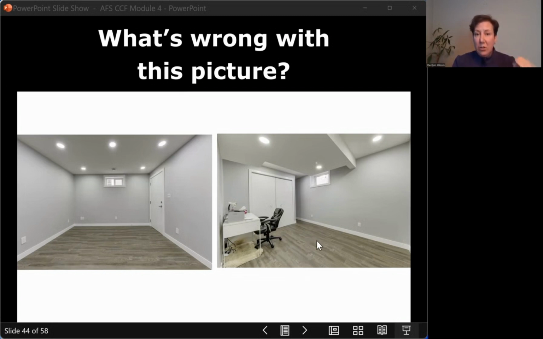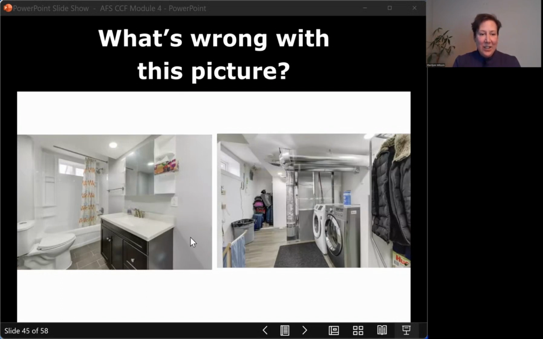Now remember, this is all new construction, so they could have done whatever they wanted. And why they stopped the closet here and left this 14-inch space to collect dust, I will never know. If it was me, I would have made the closet all the way across, and that would have been better for everybody. And here is the bathroom. And in this picture, there's nothing wrong with the bathroom, but we'll come back to that.